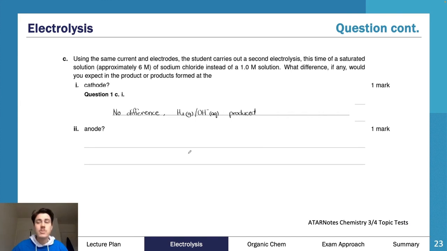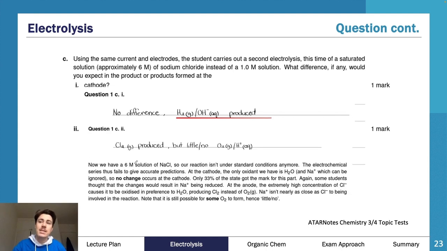Full stop. So by saying that there's no difference, I'm also importantly telling the examiner that I'm still going to get the same thing produced. And it's really important that I say what is being produced. But at my anode, I'm going to get a difference. I'm going to say Cl2 gas produced with little to no O2.